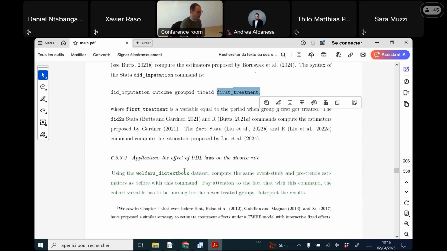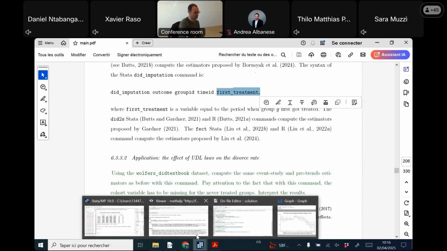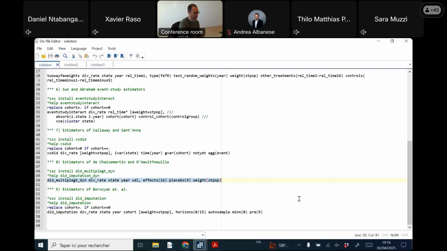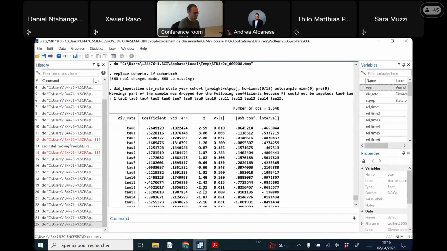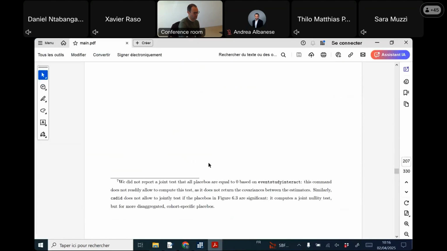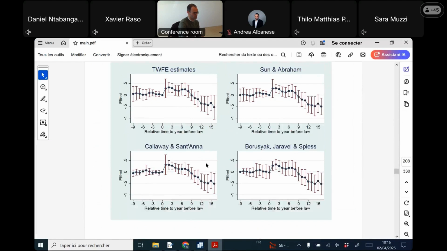Okay, so we're going to compute the imputation estimators of Borusyak et al. And here again, we need to be a bit careful. For them, the cohort has to be equal to 0 for the never treated. And when we do that, again, we find pretty similar estimators as before.